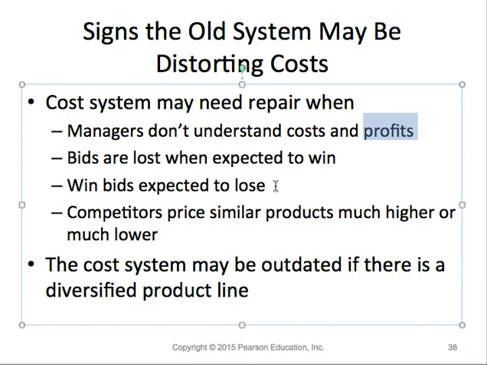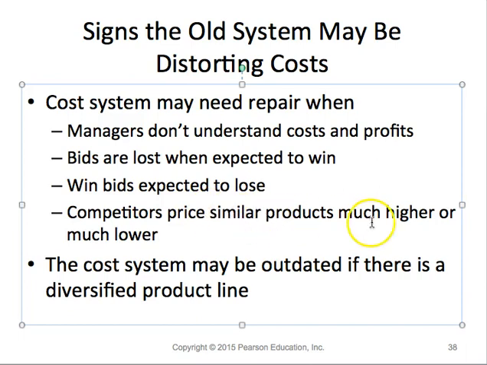Other companies say, okay, we can only do this at $100 for each unit, and you're offering $90, and you suddenly find that at $90 your profit may be too low, and that could be because you have not calculated costs well. Competitors price similar products much higher or much lower because they have done a good calculation of the cost, so they price their products well.